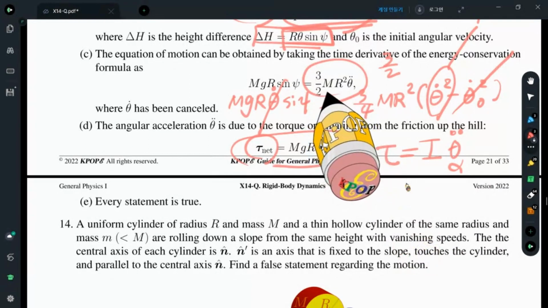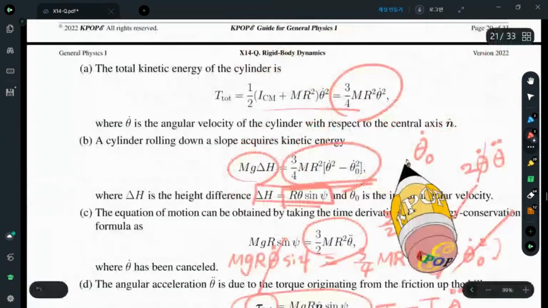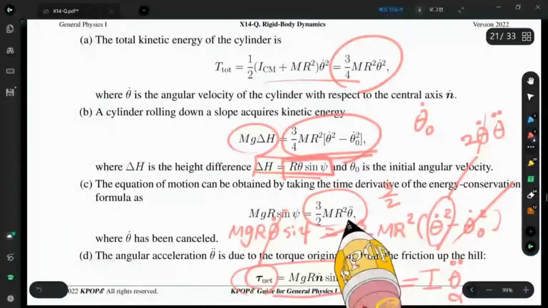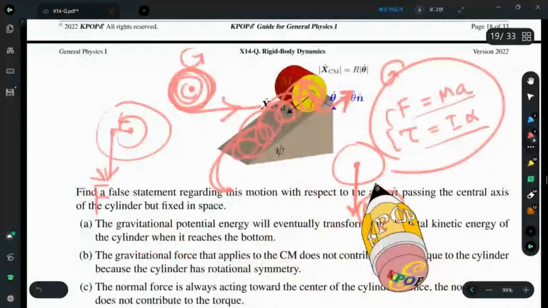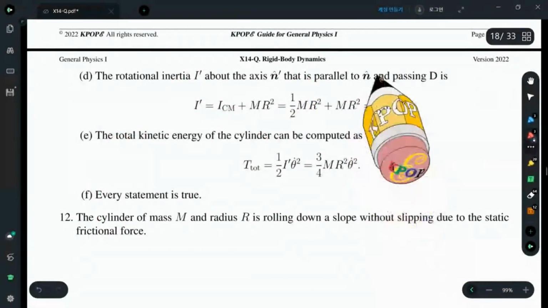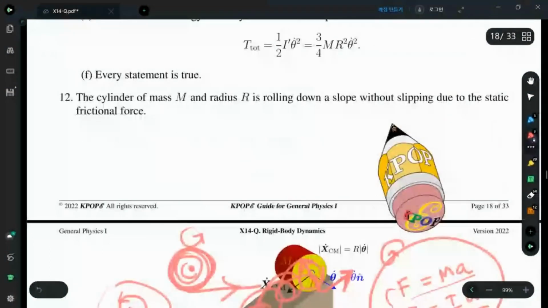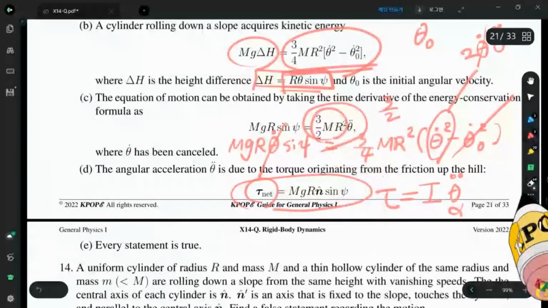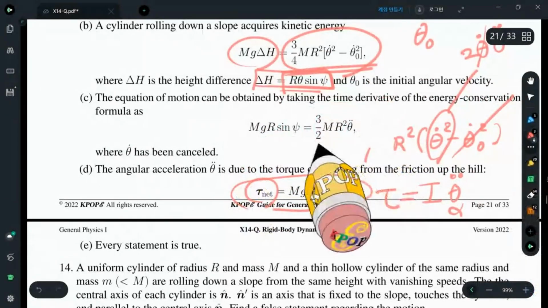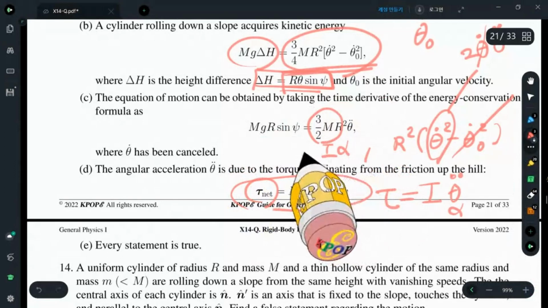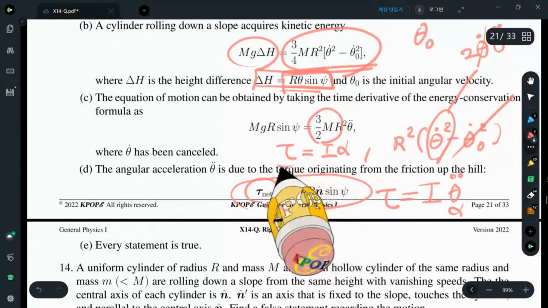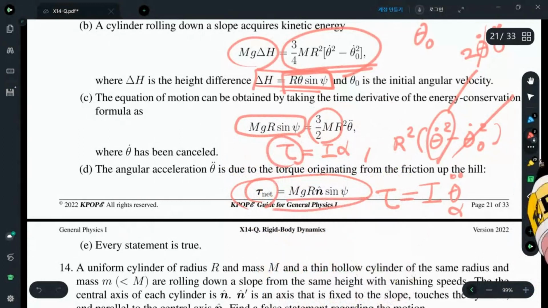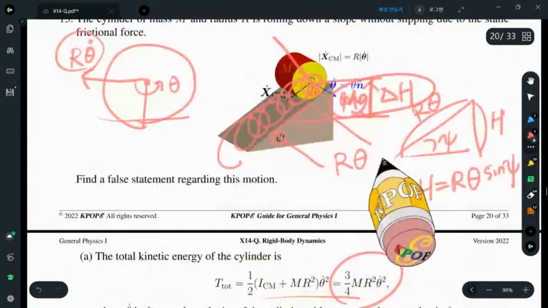And what is I? We remember, what is I? This is I. 3/2 mR² is I. So this is I. I alpha should be torque. Therefore, this torque is the left-hand side. Okay? And this is the axis of rotation and hinge in here.